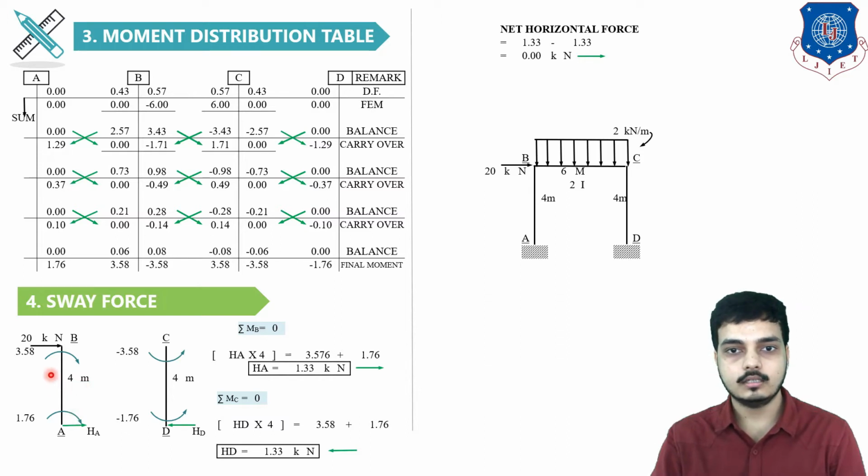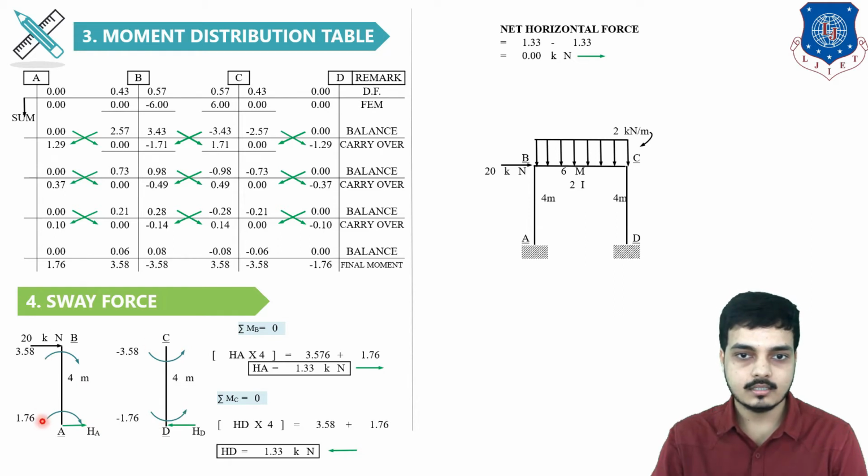So how to solve further? Now look, this moment has been placed. From where it came, this is my MAB moment, 1.76, which is coming in positive, so I have placed it as clockwise. 3.58 is my MBA moment, so MBA is also coming in positive, so I have placed it as clockwise. Similarly, MCD and MDC moments have been taken and placed over here.